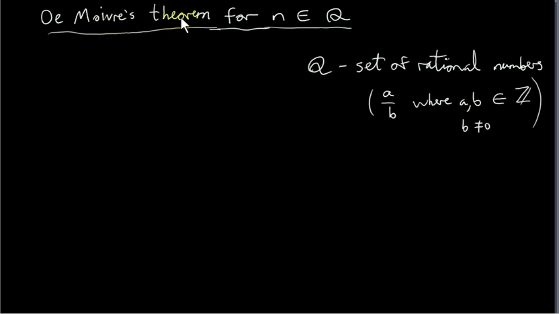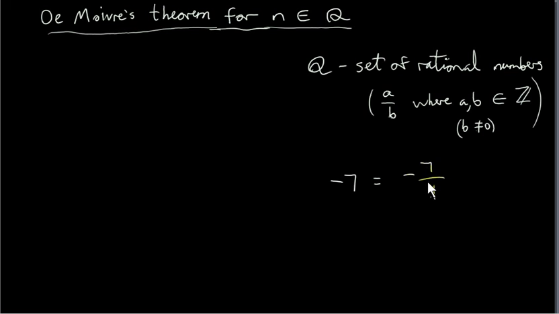Now let's look at de Moivre's theorem for n an element of Q. Q stands for the set of rational numbers, that is ratios of whole numbers or fractions. So a rational number has the form a over b, where a and b are integers. b cannot be 0, because we can't divide by 0. So rational numbers include all the integers. For example, an integer like minus 7 can be written as a rational number. It can be written as minus 7 over plus 1. Minus 7 and plus 1 are both integers.